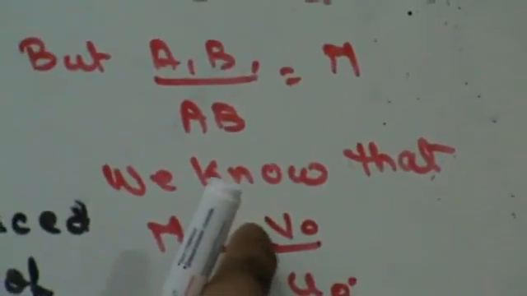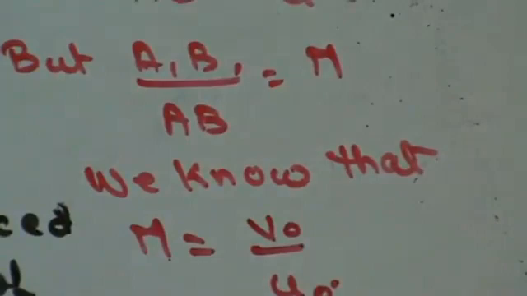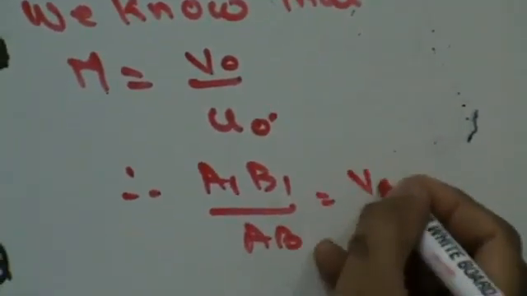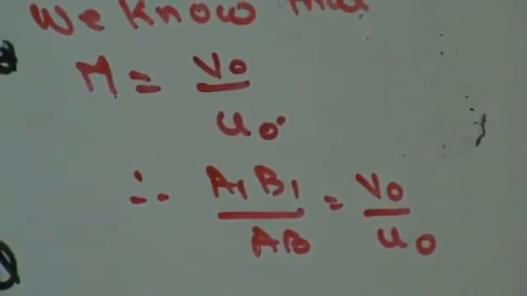Now the problem is that there are two lenses. So this is for which lens? This is for the objective, therefore V0 upon U0. Magnification is height of the image upon height of the object, and it is also distance of the image upon distance of the object, when this is with respect to the objective lens. Thus I can say that A1B1 upon AB is nothing but V0 upon U0, right?